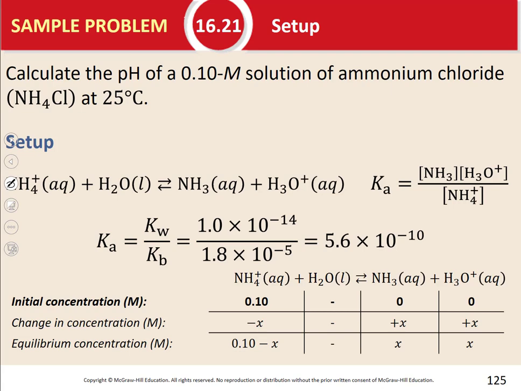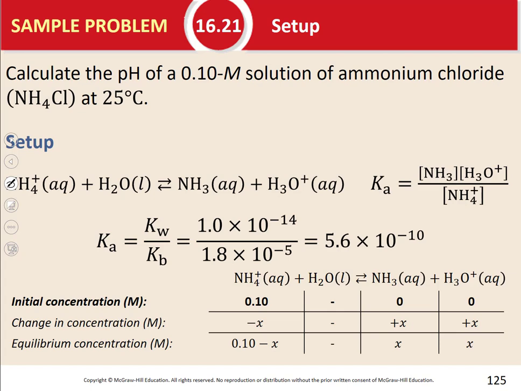So this sample problem is on page 758. Calculate the pH of a 0.1 molar solution of ammonium chloride. Same thing. Just another ice table. They're all starting to look the same by this point, right? Again, I'm not going to find the Ka value of ammonium on a table of weak acids. It's just not going to be there.